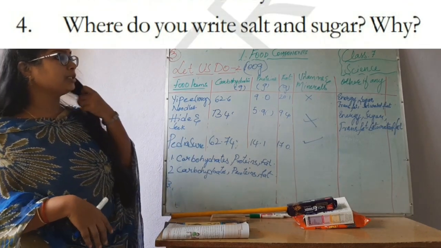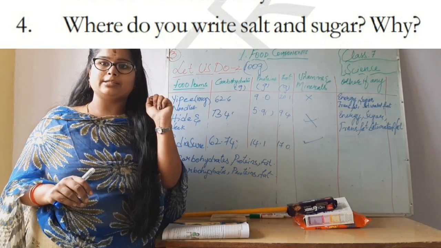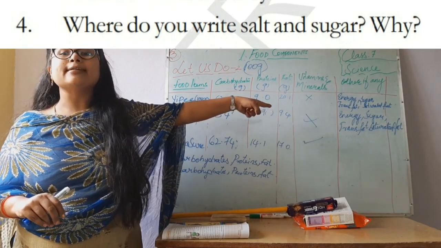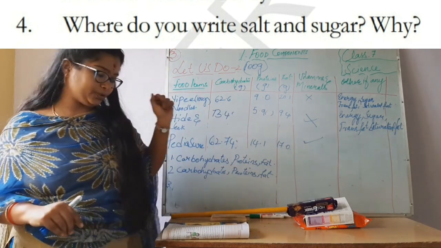If salt and sugars are there, you are going to add it. If it is a chip packet, like your Kurkure and all, the salt will be given. Any other? No, not in food components, there you are supposed to write.